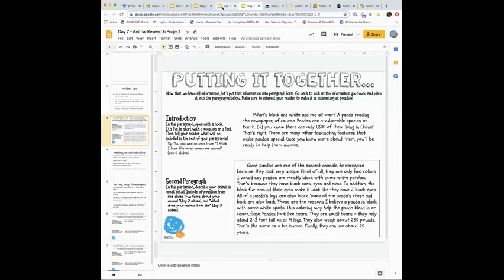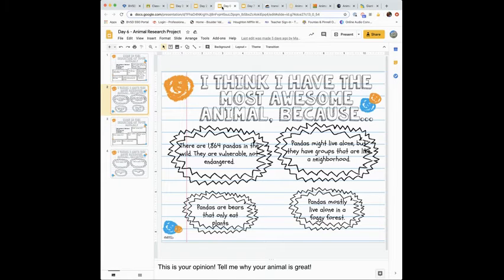And I've already pulled day 6 slides up. I have it here in this other tab. So from my day 6 slides, I think I have the most awesome animal. That's really the second slide that I made. I'm just going to read those four things to put them in my mind. There are 1,864 pandas in the wild. They are vulnerable, not endangered. I thought that was so interesting when I was looking on the websites.